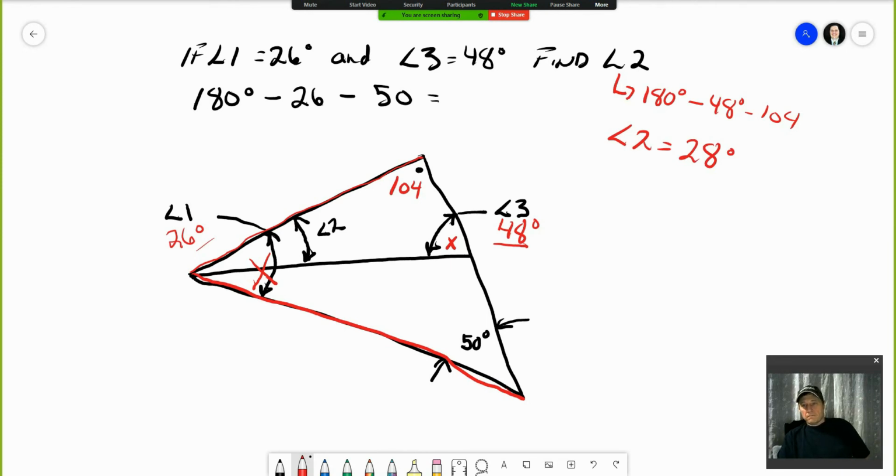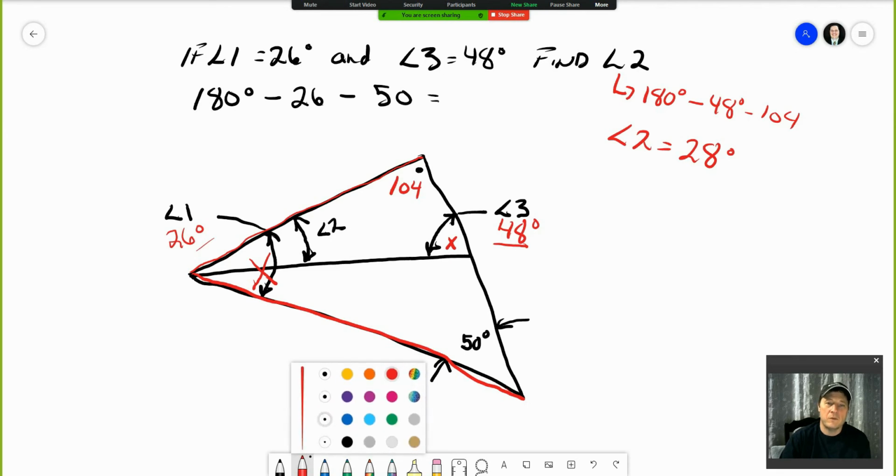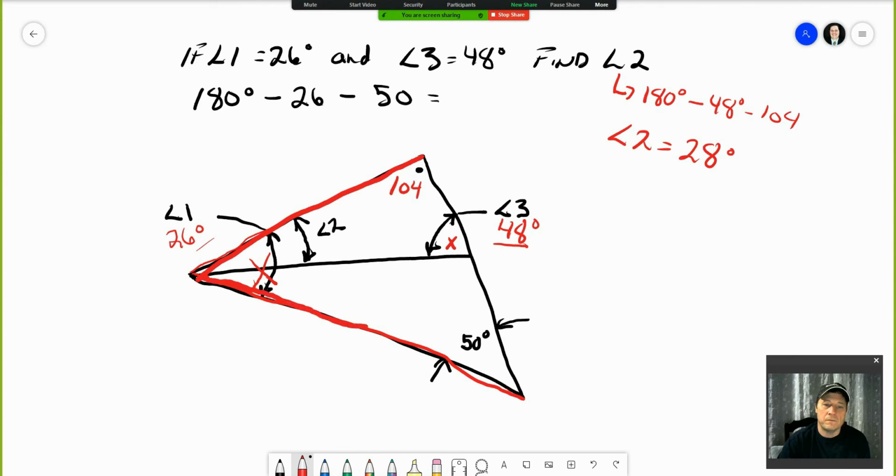Adam, yes. I'm a little confused. No problem. So angle 1 is 26 degrees. The angle 1 spans across both triangles, right? So this is, let's call this triangle number 1. Okay? Let's call this triangle number 1.